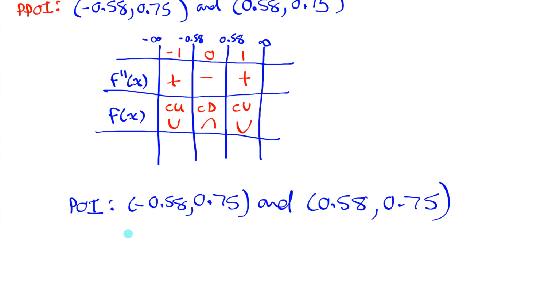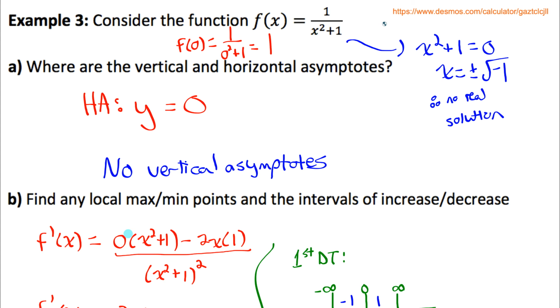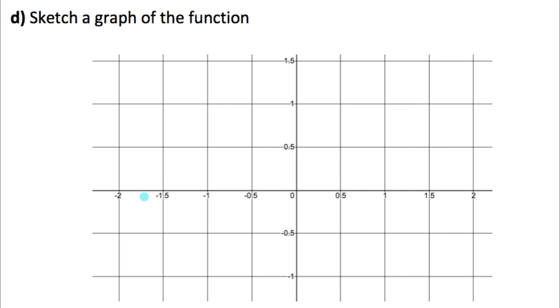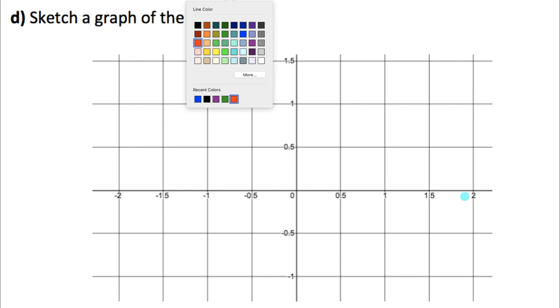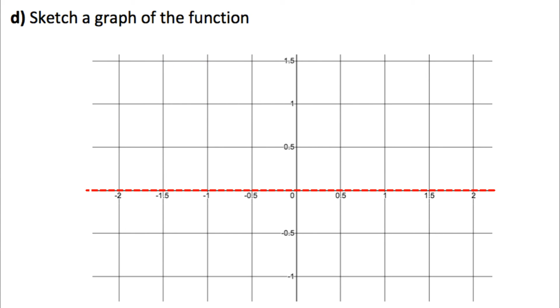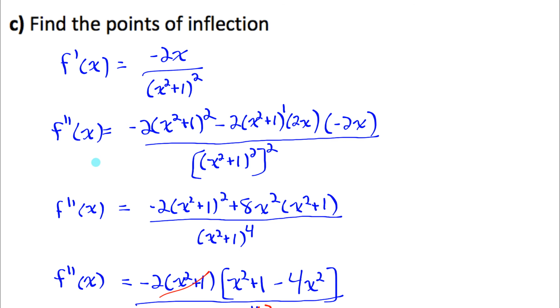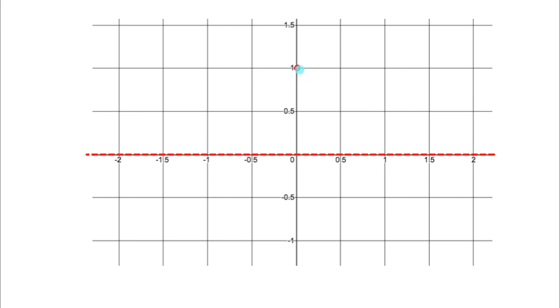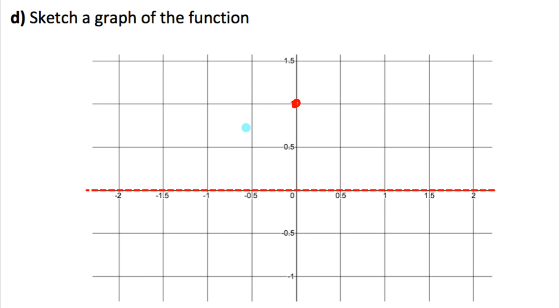Using all the information we have from part A, B, and C, we should be able to graph a pretty accurate sketch of this function. So this function has a horizontal asymptote, so let me draw that in. And it was at y equals 0. It had no vertical asymptotes. But we know a couple points of inflection, and we know a local max point. There was a local max at the point 0, 1. So let me plot that. Right here, there's a local maximum point. And there were 2 points of inflection. So that's like here. And also at positive 0.58, 0.75.